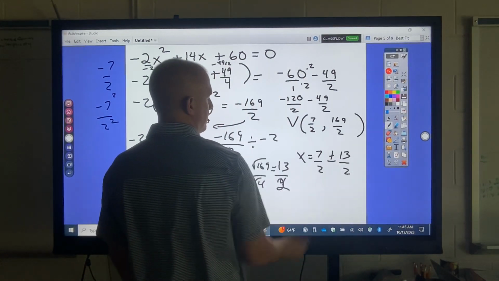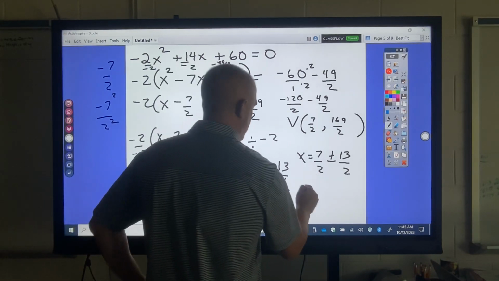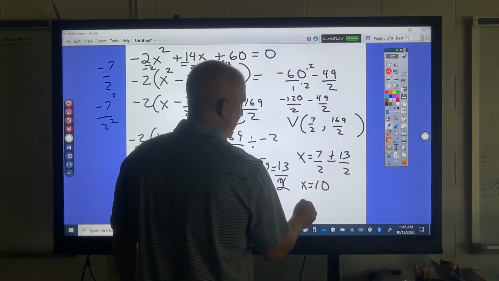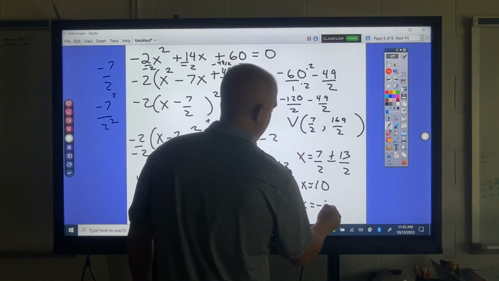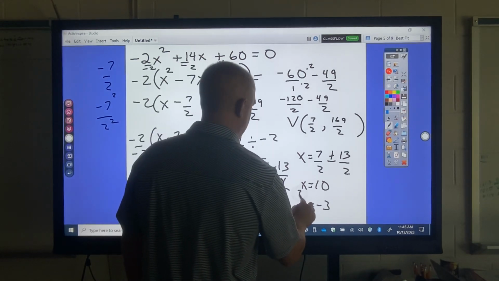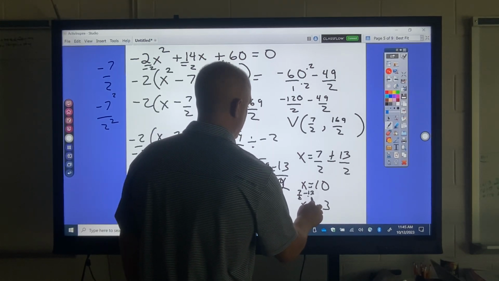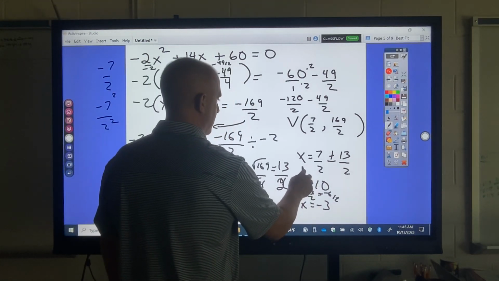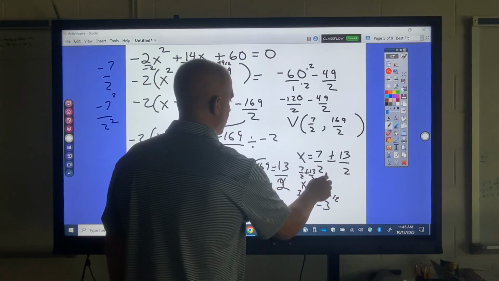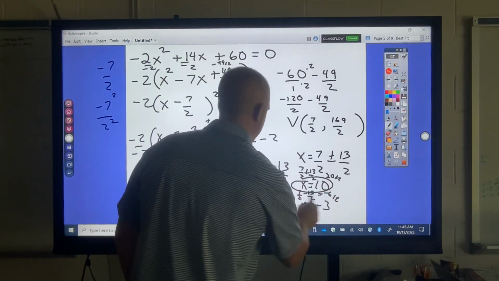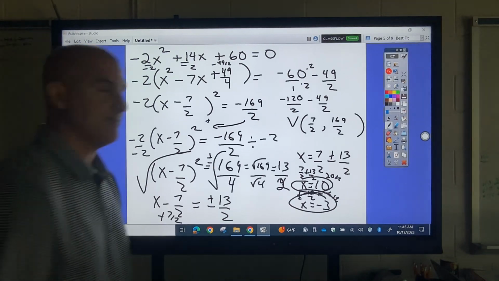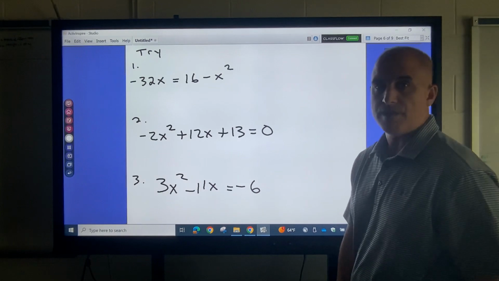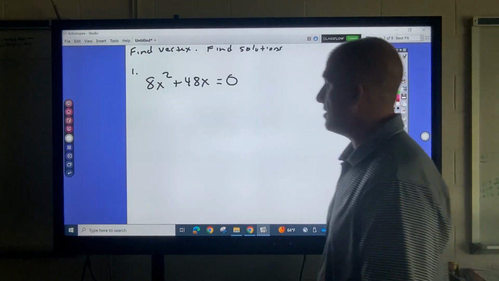So 7 plus 13 would be 20, divided by 2 would be 10. 7 minus 13 would be negative 6, divided by 2 would be negative 3. So 7 halves minus 13 over 2 would be negative 6 over 2, which is negative 3. This would be 7 over 2 plus 13 over 2, which would be 20 over 2, which would be 10. So my solutions there are those. You can go ahead and try these ones on your own, and then I just want to demonstrate 2 more.